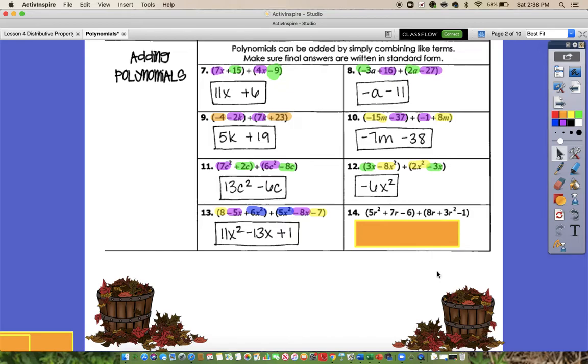Okay, so 14, we can combine our 5r squared with 3r squared, our 7r with 8r, and our negative 6 with negative 1. So if we combine our r to the second power, because that's our highest exponent, 5r squared plus 3r squared would give us 8r squared, 7r plus 8r will give us 15r, and negative 6 plus negative 1 will give me negative 7. All right, so that is adding polynomials.